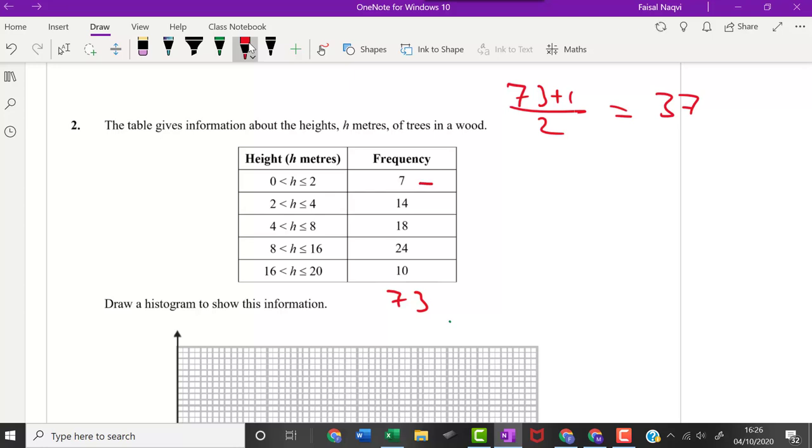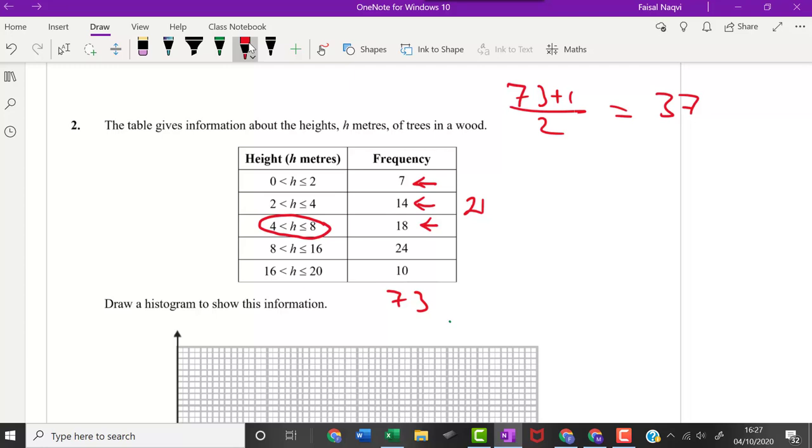If I look at the first class width, I only have 7 trees, so the median's not here. If I include the next class width, I've got an extra 14 trees, which is 7 plus 14, which is 21 trees. So again, my median is not in here. If I look at my next class width, I've got an extra 18 trees. That takes it up to 39. So my median tree is somewhere in this class width.